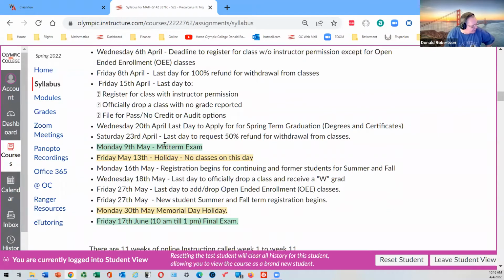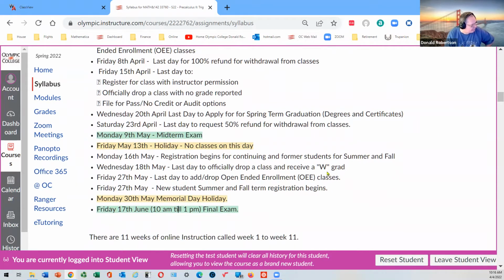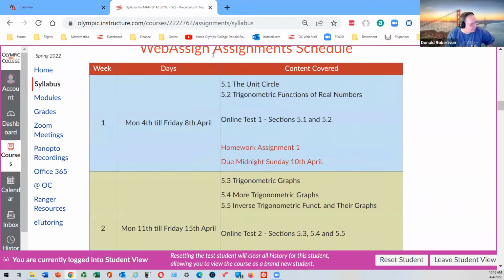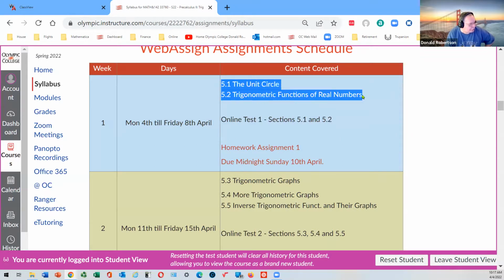Our midterm exam and our final exams are in these time slots. The course is 11 weeks, technically it's 11 weeks. And what you're looking at here is what's going to happen in any given week. So for instance, this week we're going to be doing sections 5.1, the unit circle, and 5.2, the trig ratios. Each week we have one test and it's online, and it's going to be called Online Test 1, and it's going to be on these two topics.